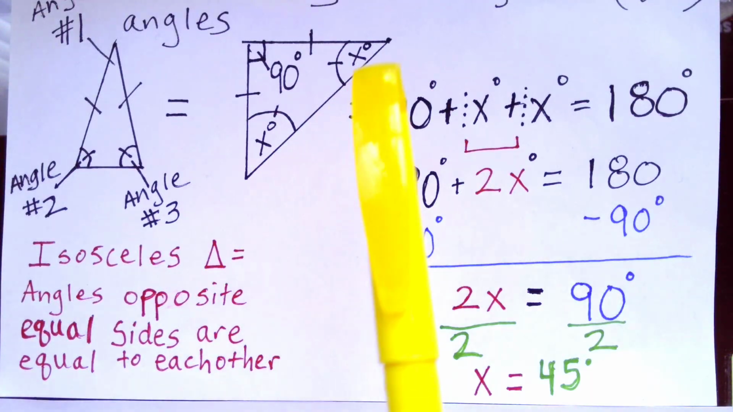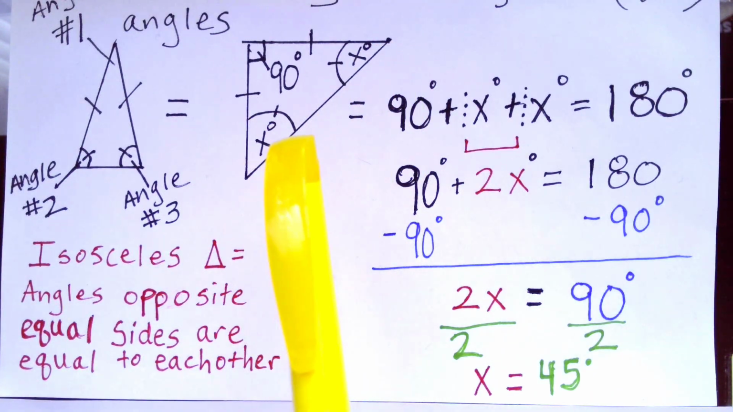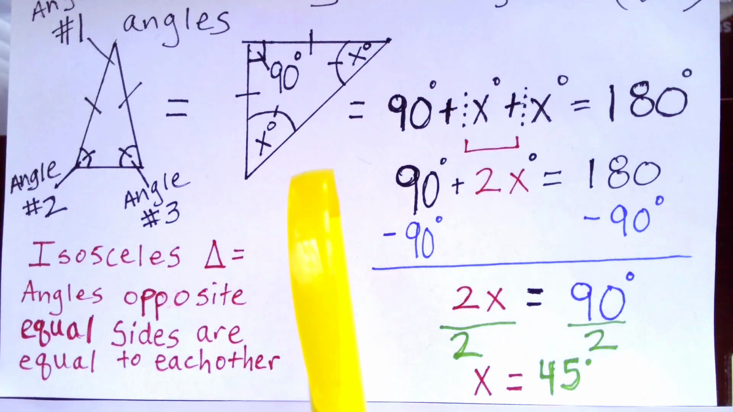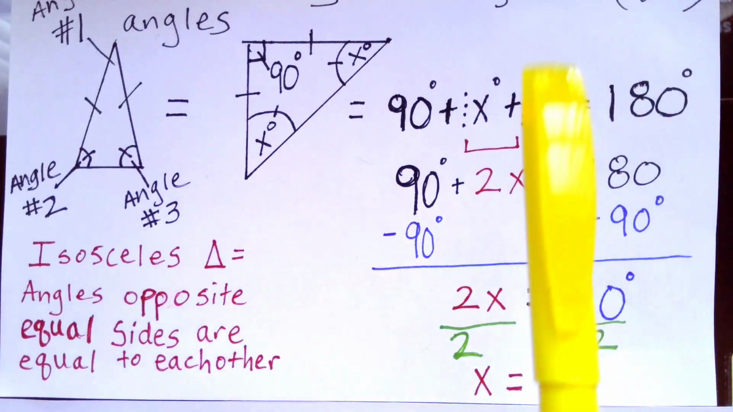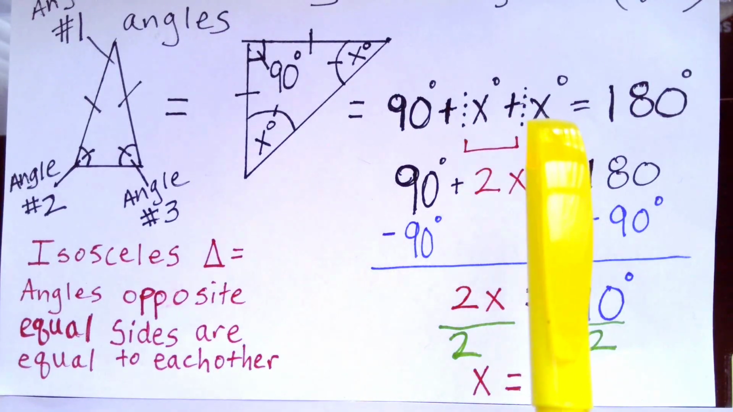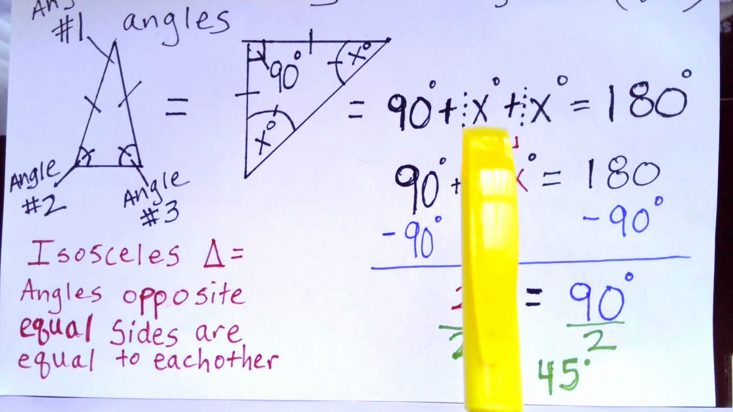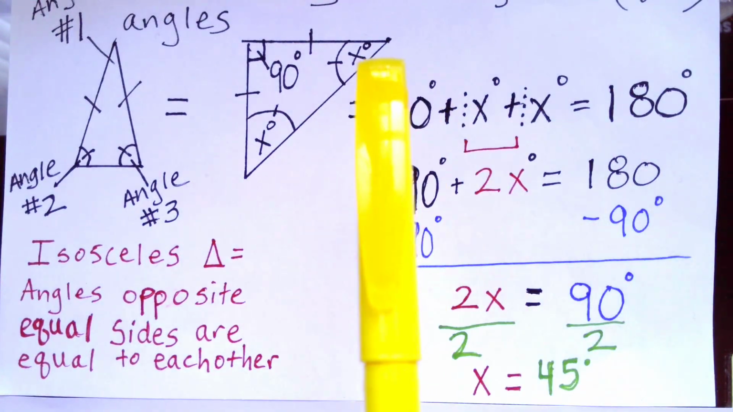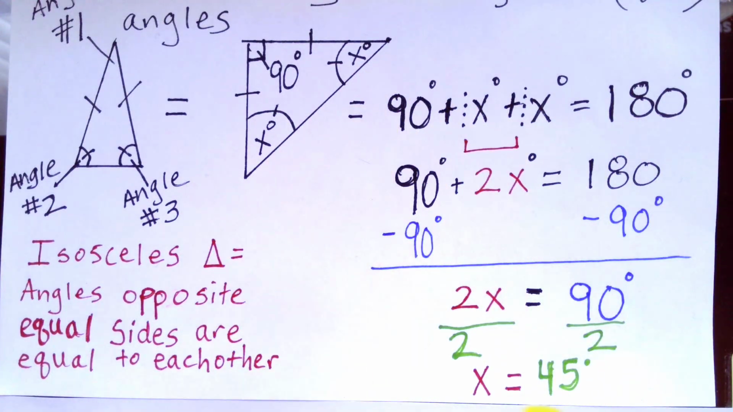And we have two equal angles. 45 plus 45 is 90. 90 plus 90 is that 180. You can also substitute 45 for x if x equals 45. And you can see it here. Imagine it here. 45 plus 45 is 90. 90 plus 90 equals 180. x has got to equal 45.